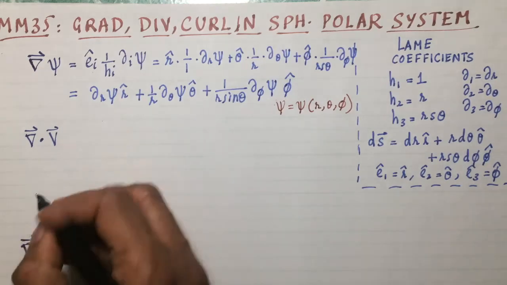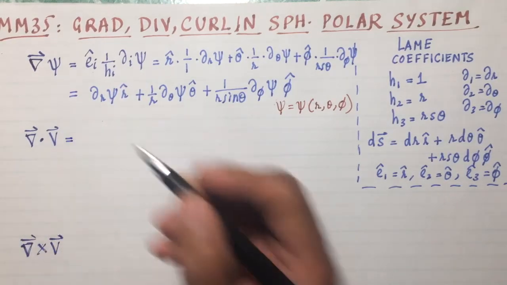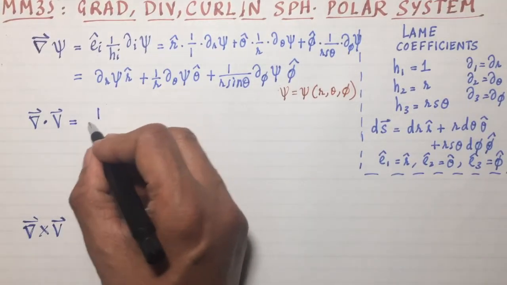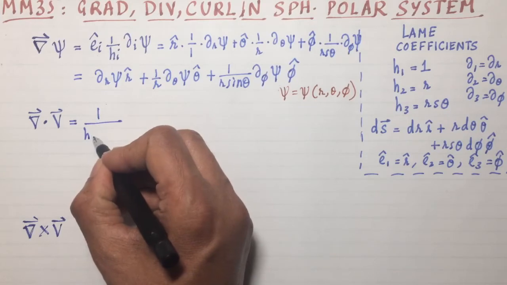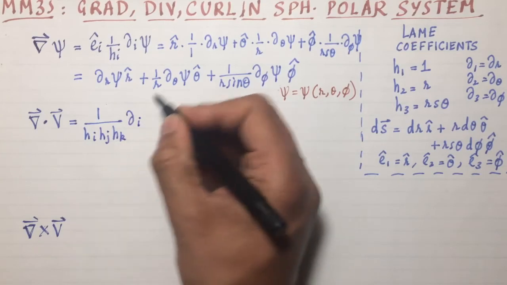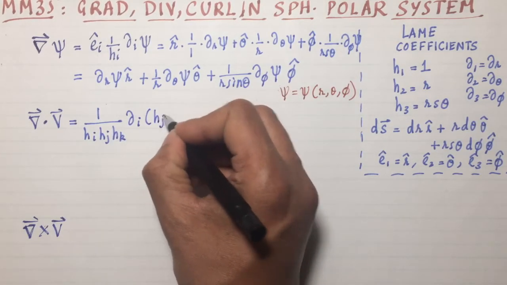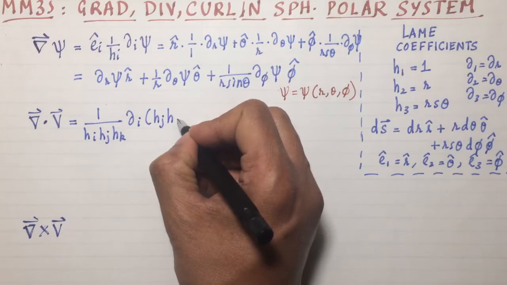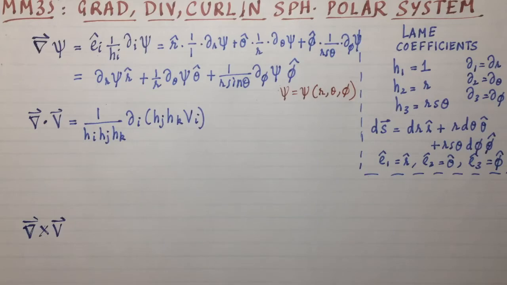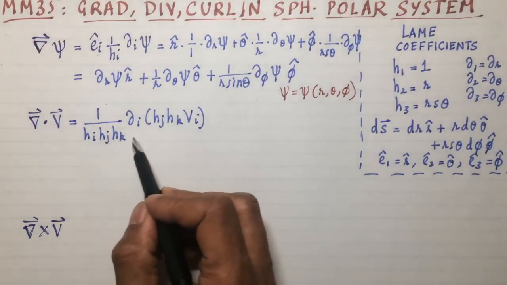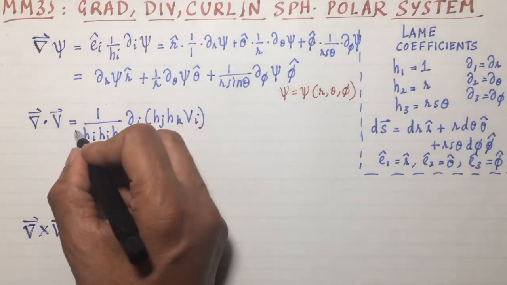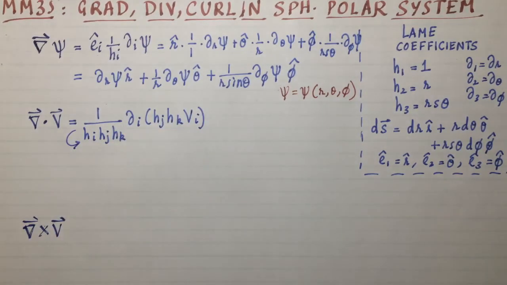Now the recipe for finding the divergence of something is the following. It's 1 over h_i h_j h_k del_i of h_j h_k v_i. Let me explain what this means. By the Einstein summation convention, you have a cyclic sum over everything. So this is a cyclic sum, which I'll write like that.